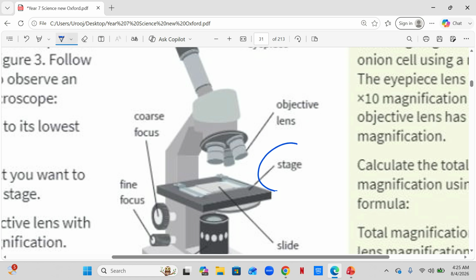Then comes the stage. It's a flat platform, as you guys can see, where the microscope slide is placed. It has clips that hold the slide in position so it doesn't move while you are observing it. Think of it as a small table that supports the specimen while you are examining it without moving.